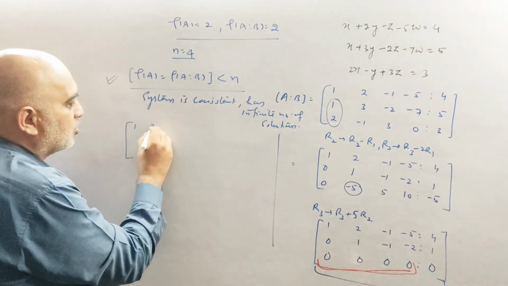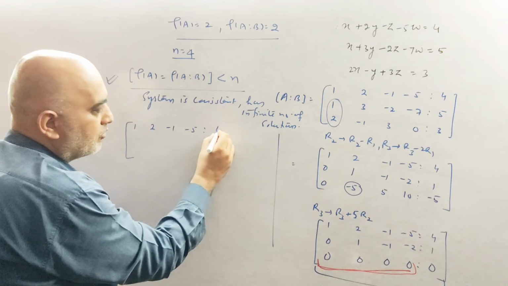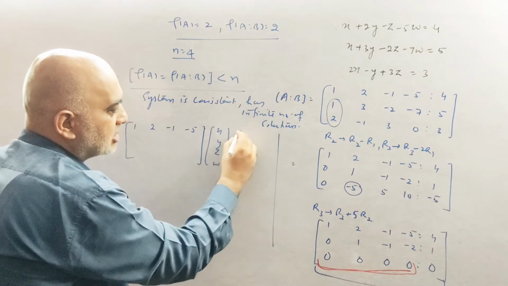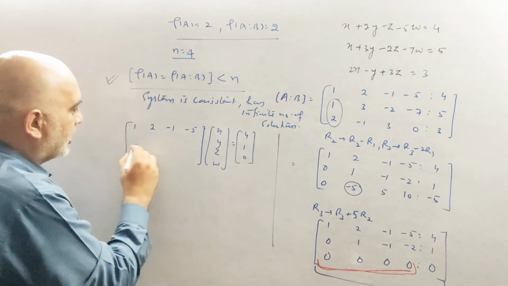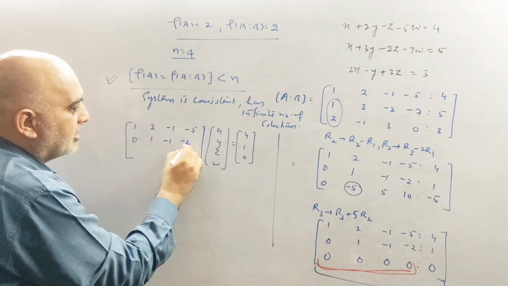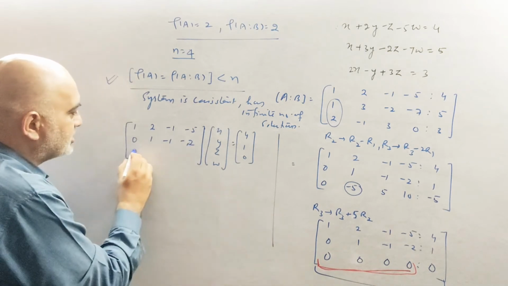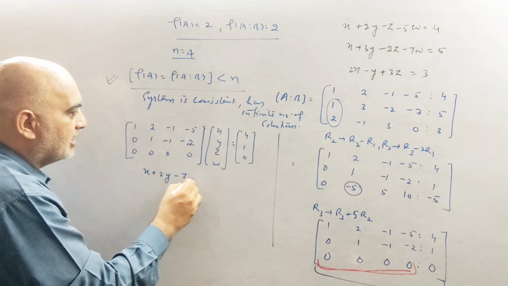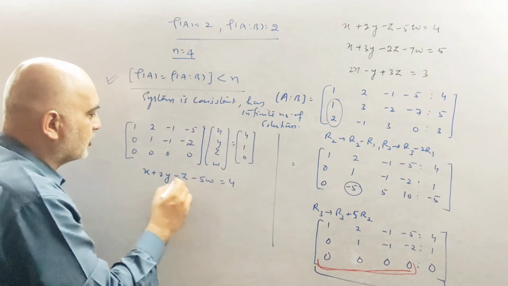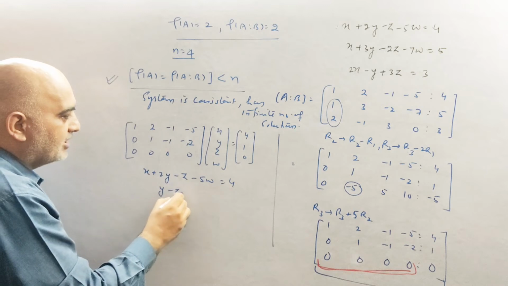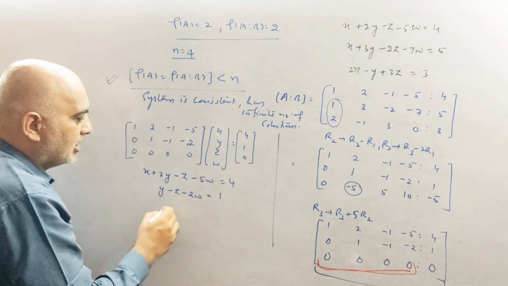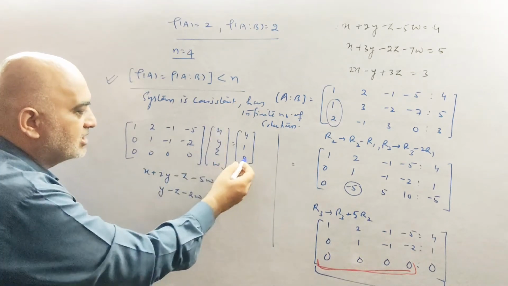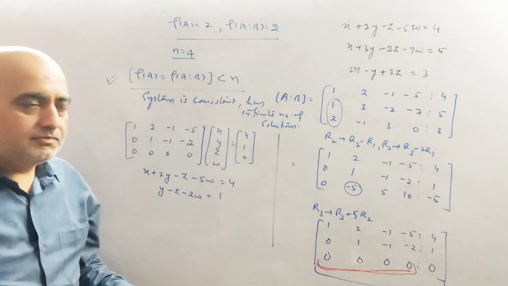Ax equals b. So 1, 2, -1, -5, multiplied with x, y, z, w, equals 4, 1, 0. And here we have 1, -1, -2, and the third row is 0, 0, 0, 0. Multiplying this out, we have x plus 2y minus z minus 5w equals 4, and the second equation is y minus z minus 2w equals 1. The third is not there, because multiplying it gives 0. It means the third condition is not there.